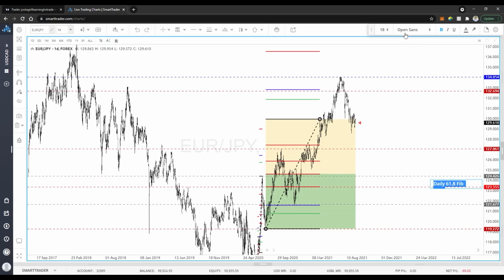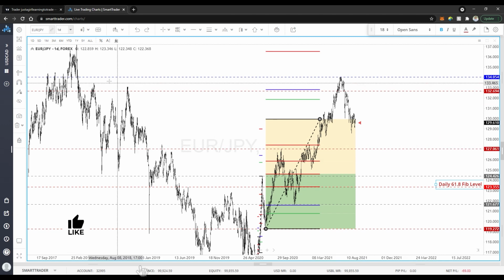Remember I was saying that in TradingView you don't have to type, the text can go on the line. Here in Smart Trader it doesn't. You have to manually put it in, which is fine. So I just added it here. So this is the daily 61.8. This is a 38.2 on a daily.